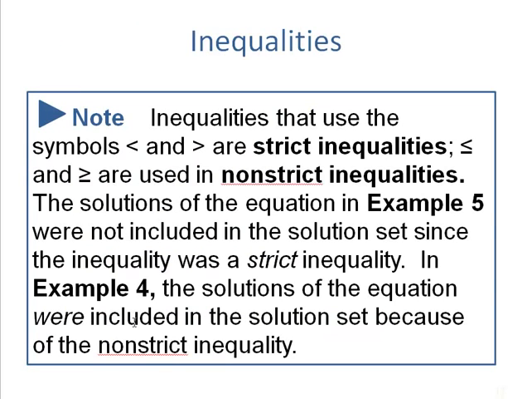Okay, so just some vocabulary. When you hear people talking about strict inequalities, those are ones that are strictly less than or strictly greater than, and then the non-strict ones are the ones that are greater than or equal to or less than or equal to. And we saw some examples of those already. Example 5, right? We had a strict inequality, and example 4 was a non-strict.